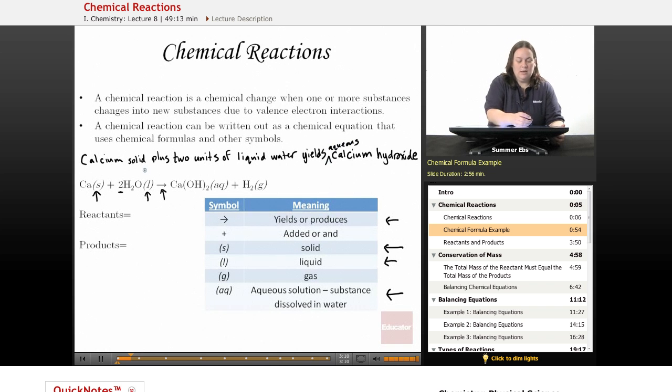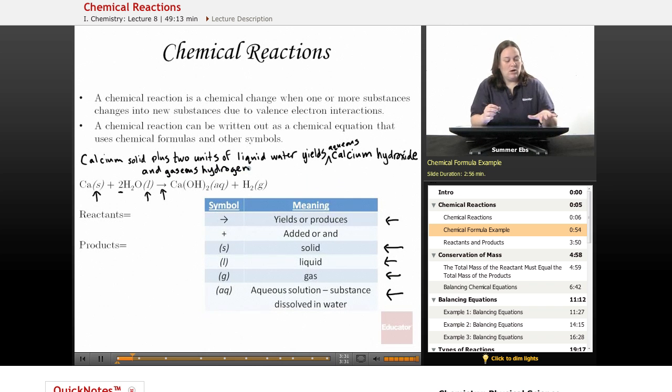And we have H2 followed by a G in parentheses. The G refers to a gas. So we have gaseous hydrogen. That's how we would say this combination of symbols and formulas, our chemical reaction. That's how we would say it in words: a solid calcium plus 2 units of liquid water yields aqueous calcium hydroxide and gaseous hydrogen.